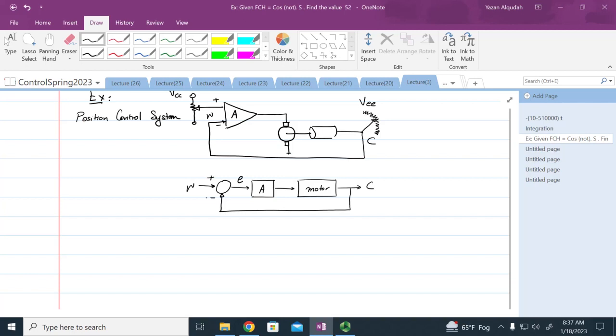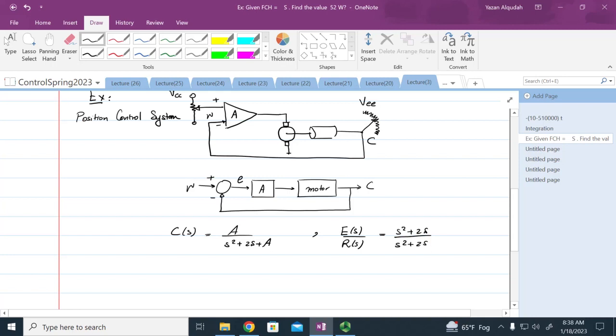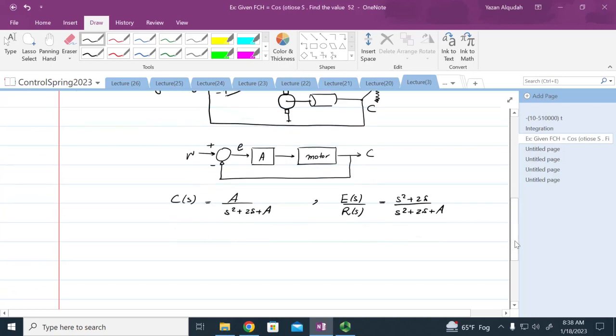Okay. So let's say for this system, C of S is equal to A divided by S squared plus 2S plus A. And the transfer function E of S divided by R of S is equal to S squared plus 2S divided by S squared plus 2S plus A. And let's assume that the input is a unit step. When I find the steady state error.